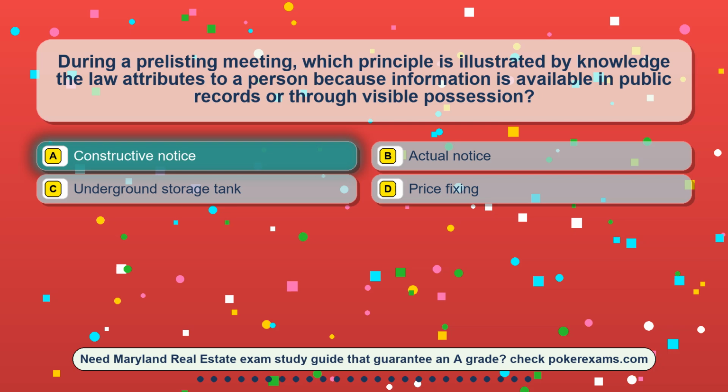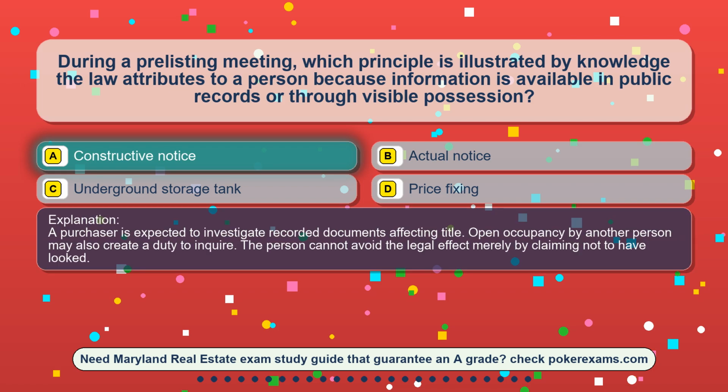The correct answer is option A, constructive notice. A purchaser is expected to investigate recorded documents affecting title. Open occupancy by another person may also create a duty to inquire. The person cannot avoid the legal effect merely by claiming not to have looked.